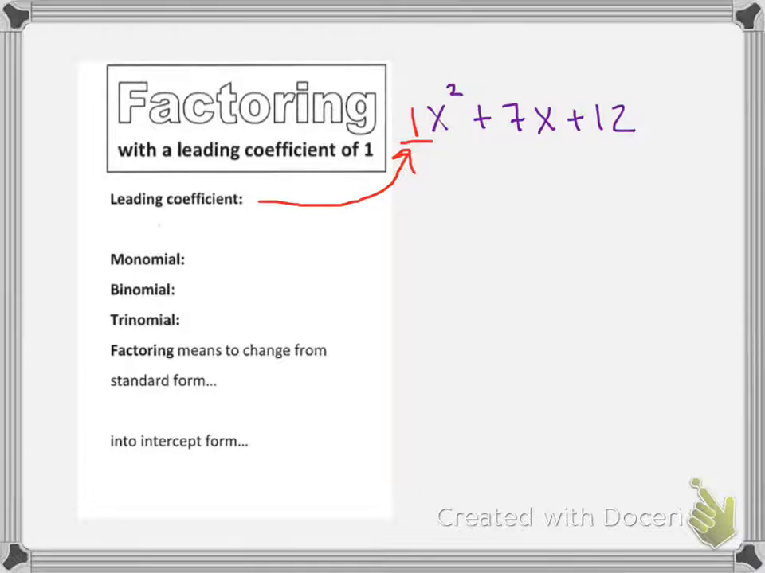A monomial is a single term, so it could be x squared or 7x or 12, but just one of them. A binomial contains two terms, so for example, x squared plus 7x. And a trinomial has three terms, so it could be our original, which is x squared plus 7x plus 12.